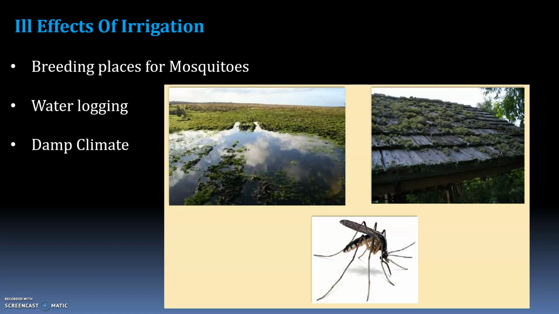Then water logging. Here, if the water table is near the ground surface, over irrigation may raise the water table. This saturates the crop root zone completely, causes efflorescence, and the whole area becomes waterlogged. Then damp climate. The areas which are already damp and cold become damper and colder due to the irrigation. So these are some of the ill effects of irrigation.